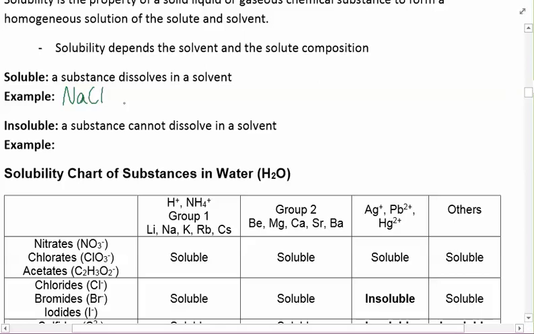So when you form salt water, you can't distinguish by looking at it that there's salt dissolved in the substance. You could if you tasted it, but we don't taste things in lab. But there are other chemical tests that you could do in order to determine what's dissolved in a substance.